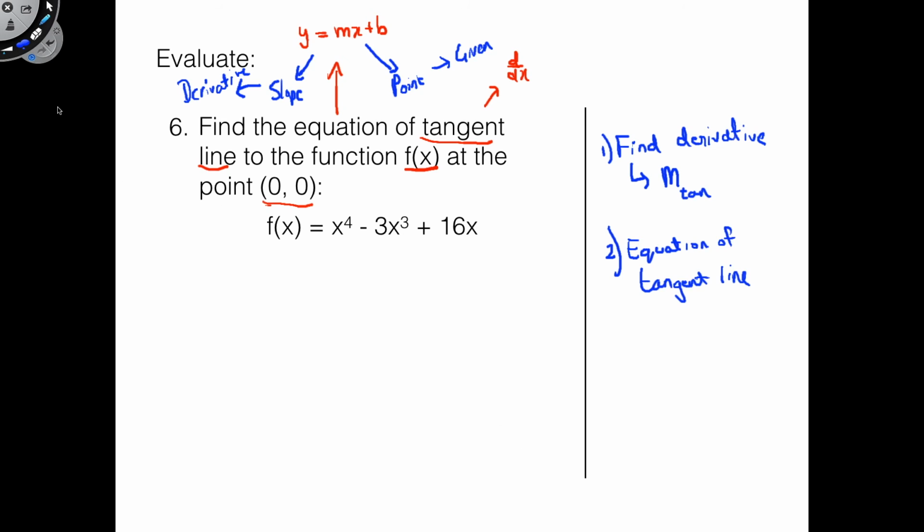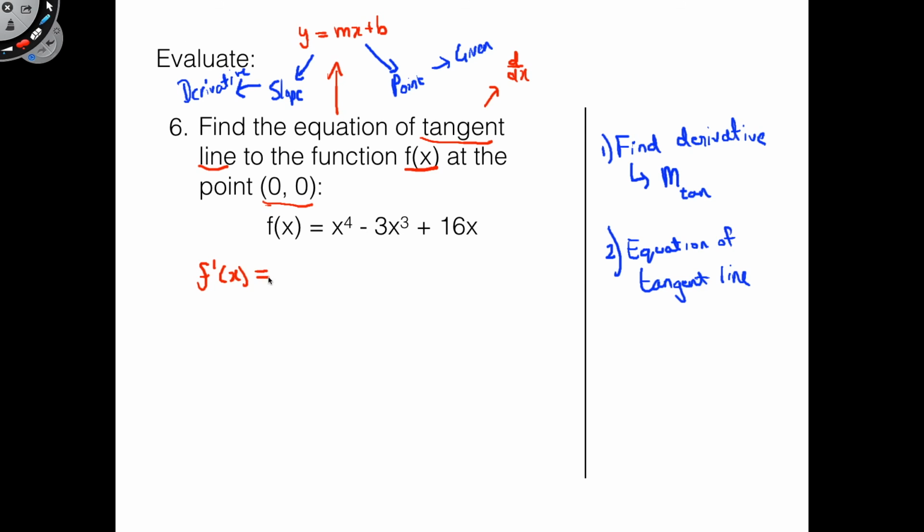So again, this is just really going back to reminding us what the derivative really tells us. It's telling us the slope of the tangent line at any x value. It's a function that gives you the slope of the tangent line at any x value of the function, okay? So again, let's find f prime of x.